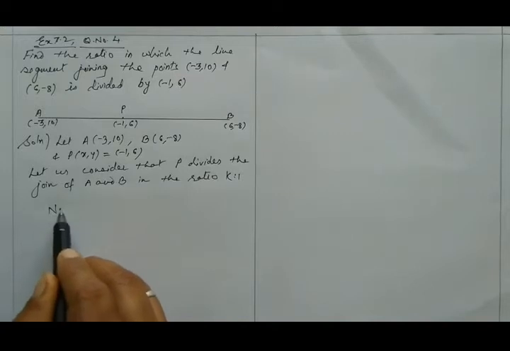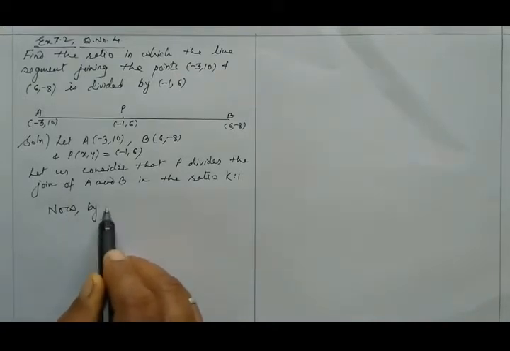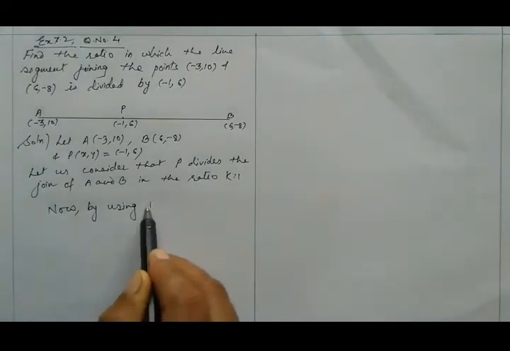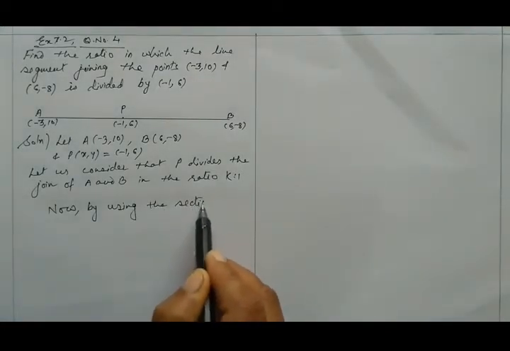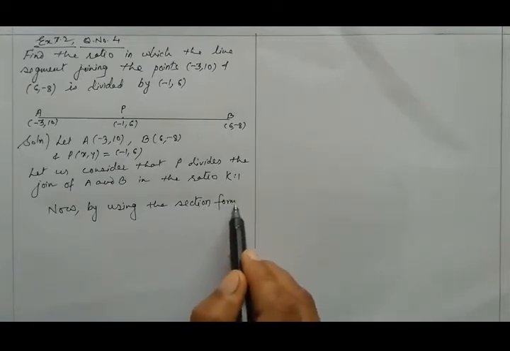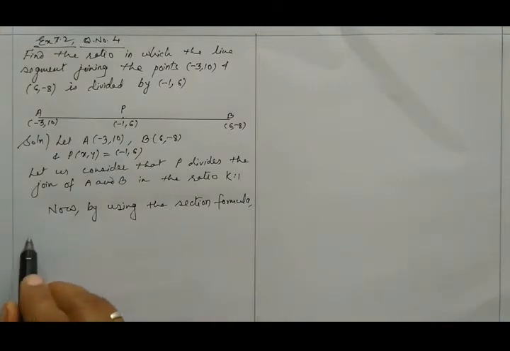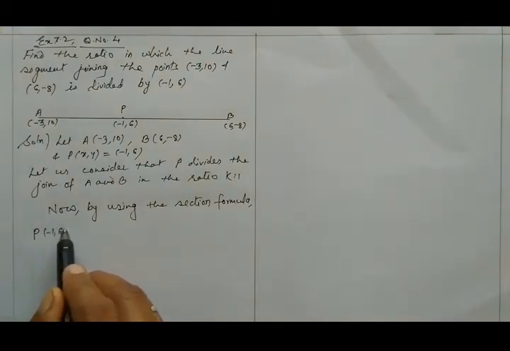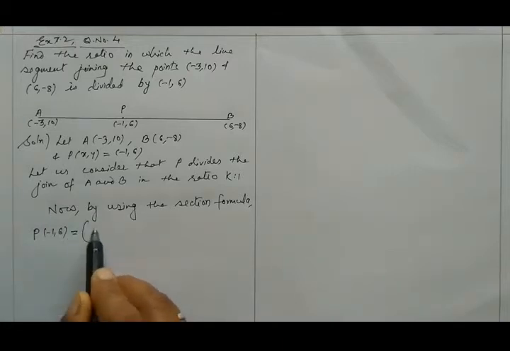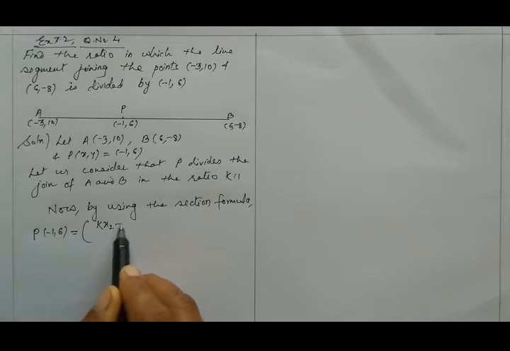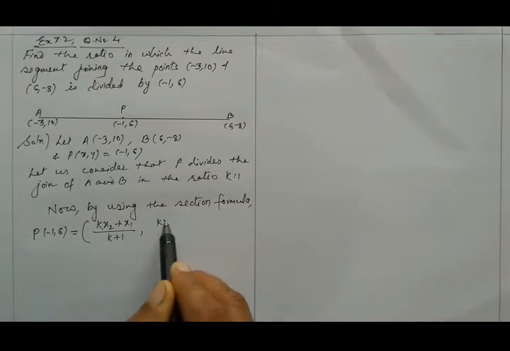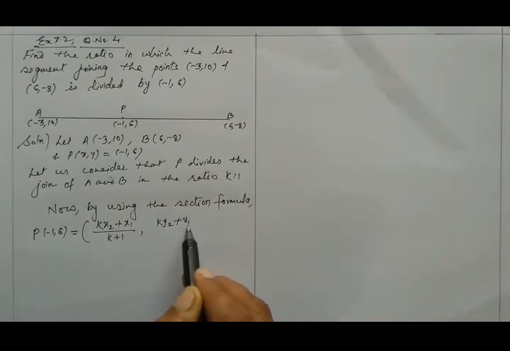Now by using this section formula, so P, that is minus 1 comma 6 is equal to section formula k x2 plus x1 upon k plus 1, k y2 plus y1 upon k plus 1.